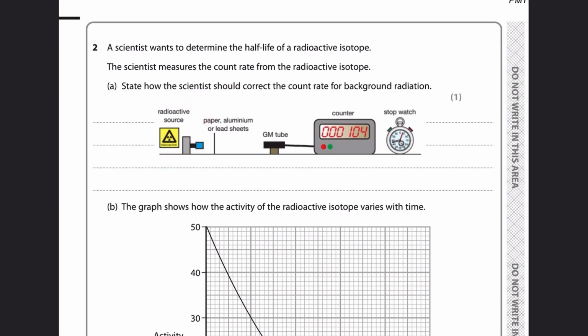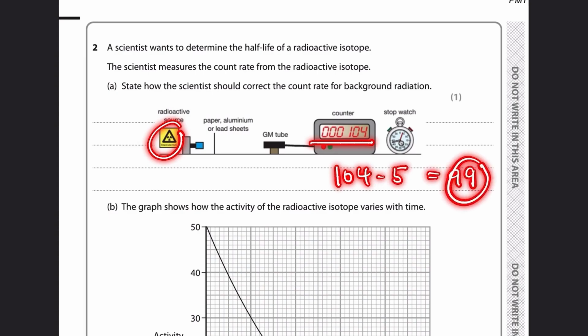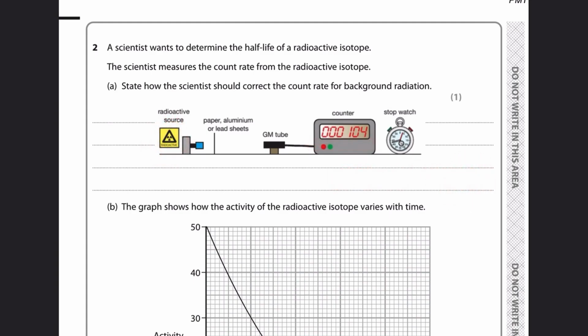Does that make sense? So let's say without the radioactive source, this thing reads 5. Then when you put the radioactive source there and it reads 104, then you have to do 104 minus 5, which is 99, and that is the actual radioactivity of your source. So therefore, the answer is you have to subtract the background radiation or the background radiation reading.